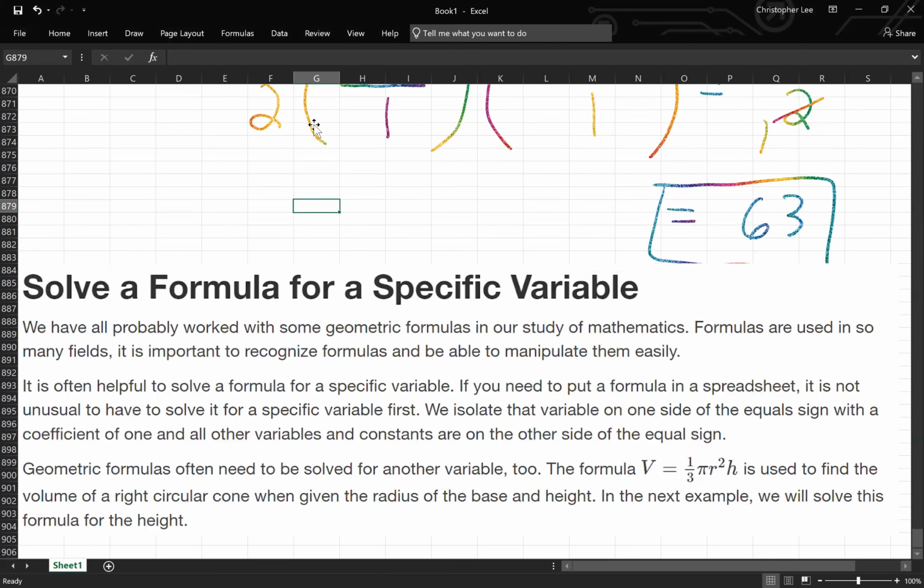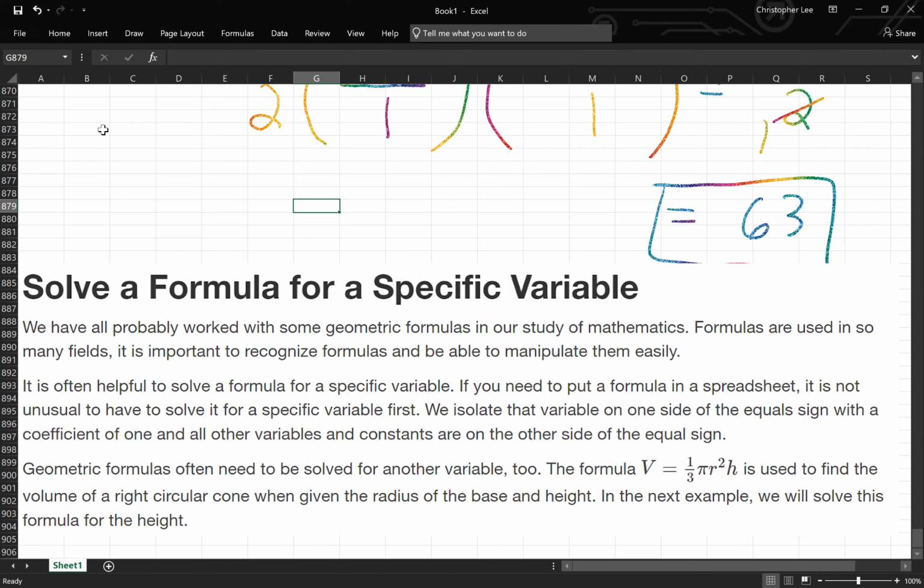We have all probably worked with some geometric formulas in our study of mathematics. Formulas are used in many fields. It is important to recognize formulas and be able to manipulate them easily. It is often helpful to solve a formula for a specific variable. If you need to put a formula in a spreadsheet, it is not unusual to have to solve it for a specific variable first. We isolate the variable on one side of the equal sign with a coefficient of 1, and all the other variables and constants are on the other side of the equal sign.